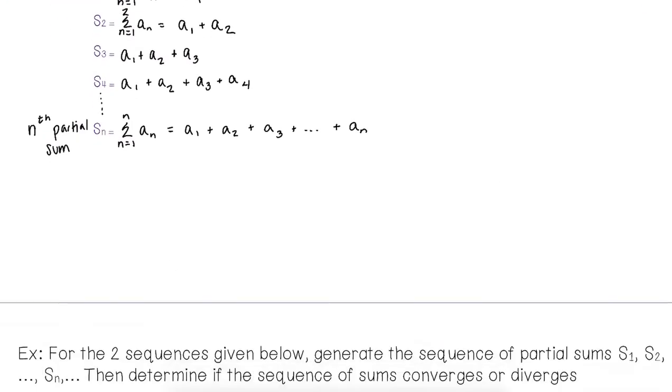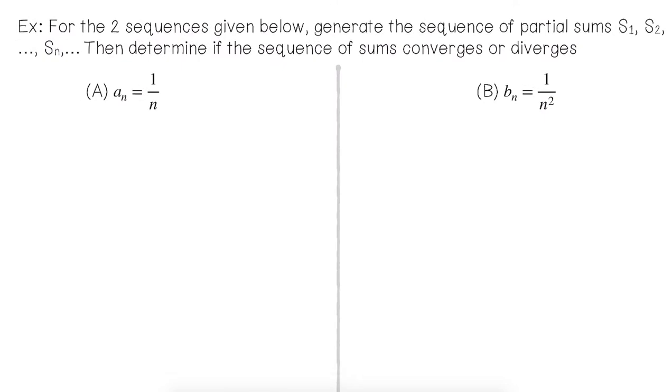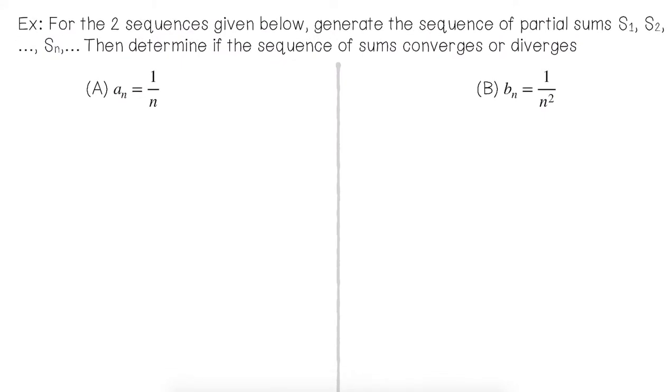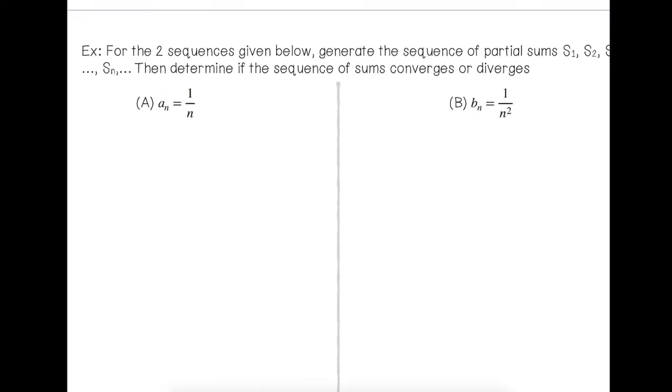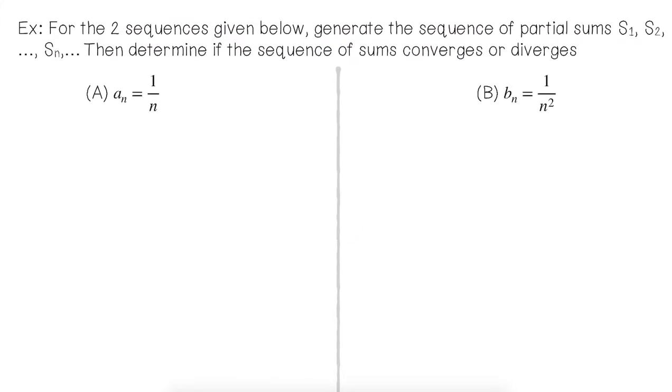The first thing we're going to look at is finding partial sums for two different sequences. We have two sequences below, a sub n and b sub n. We are going to find the sequence of partial sums S1, S2, S3, out to Sn, and then determine from those if we think these converge or diverge. I'm also going to show you how to do this with your calculator. Some of these aren't too bad.